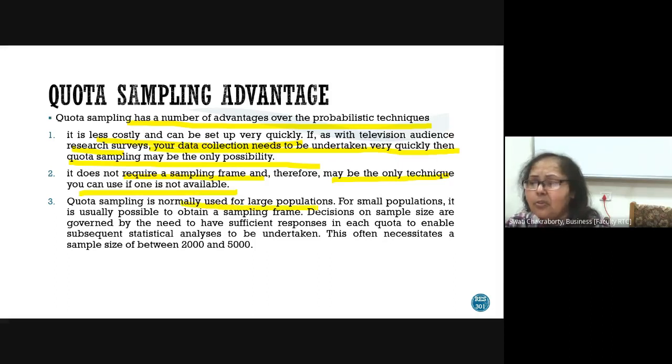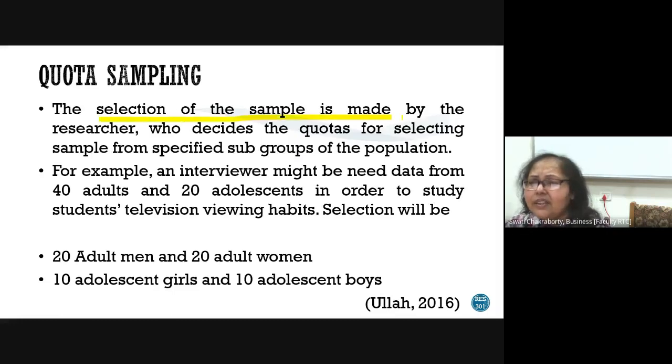It's normally used for large populations. For small populations, it's usually possible to obtain a sampling frame. Decisions on sample size are governed by the need to have sufficient responses in each quota, which would enable subsequent statistical analysis. Usually a sample size of between 2,000 and 5,000 is needed for a big population. The selection of the sample is made by the researcher, who decides the quota for selecting the sample from specified subgroups of the population, how much you want to pick up.